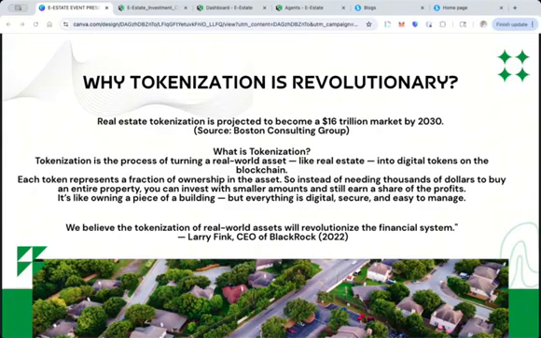Which means that it's like you owning a piece of a building, but everything is done digitally, securely, and easy to manage. So what has happened right now is that through tokenization, they've made purchasing a prime property in a prime location just as easy as purchasing a product on Amazon.